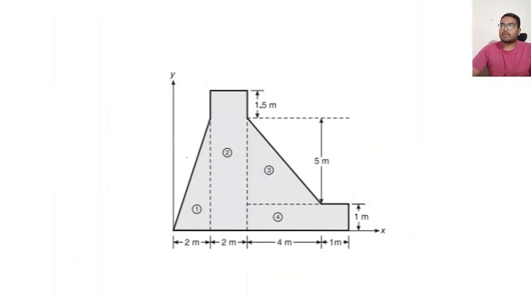Now let's take the question. So now we see there are 1, 2, 3 and 4 sections. The first one we can take as a triangle. The second one we can consider a rectangle.